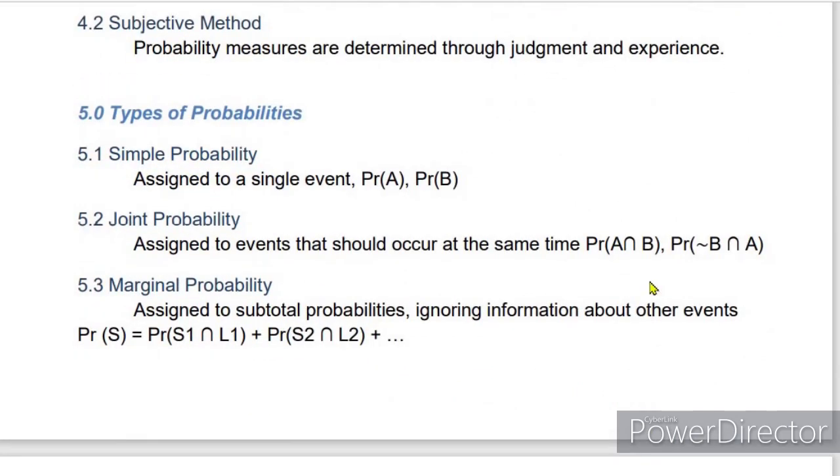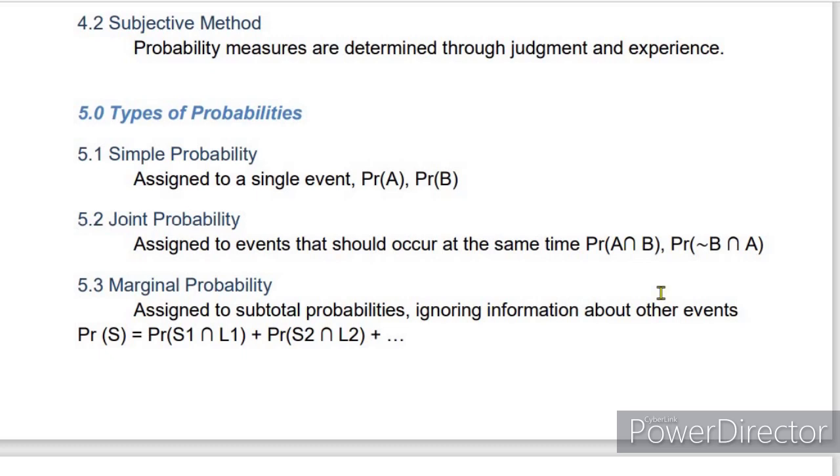Next, 4.2, subjective method. Probability measures are determined through the judgment and experience. So here, there's no computation needed. It is judgment and experience that are used. So 5.0, types of probabilities. 5.1, simple probability. Assigned to a single event, the probability of random variable A and the probability of random variable B.